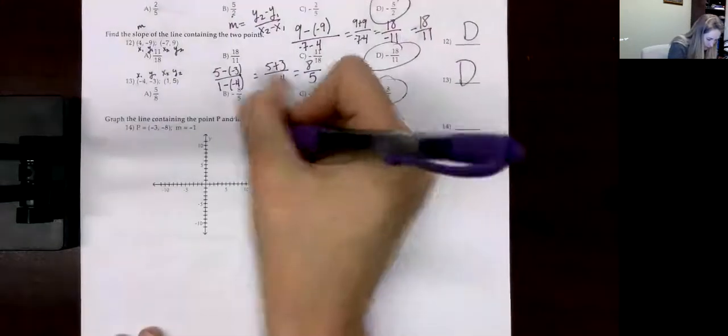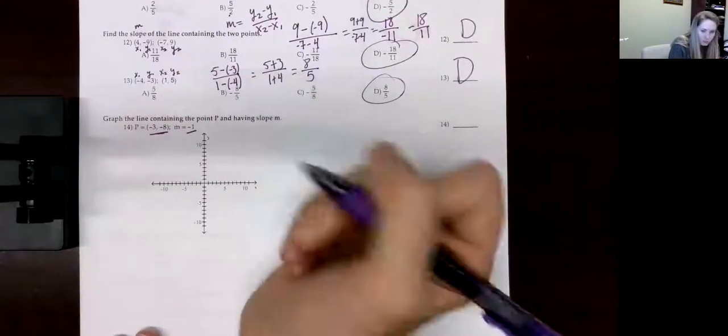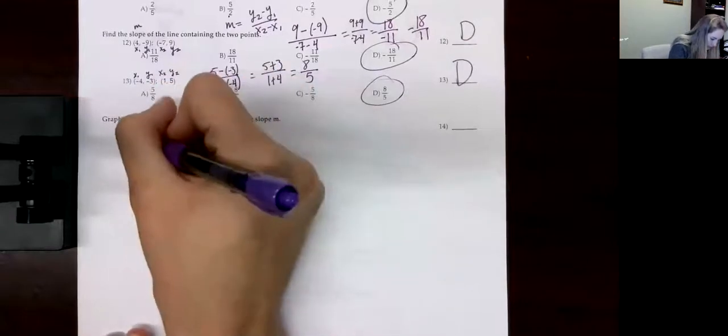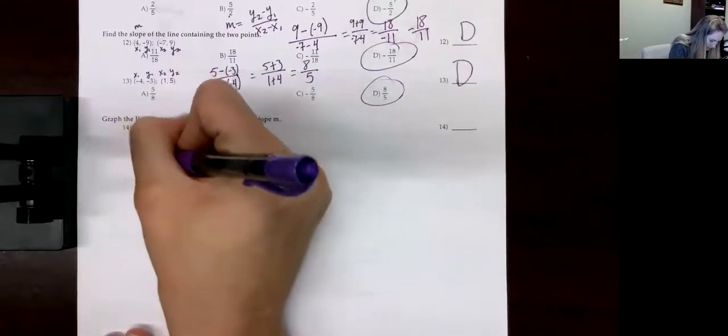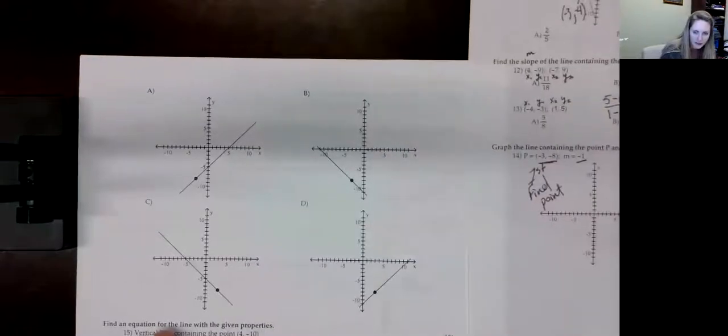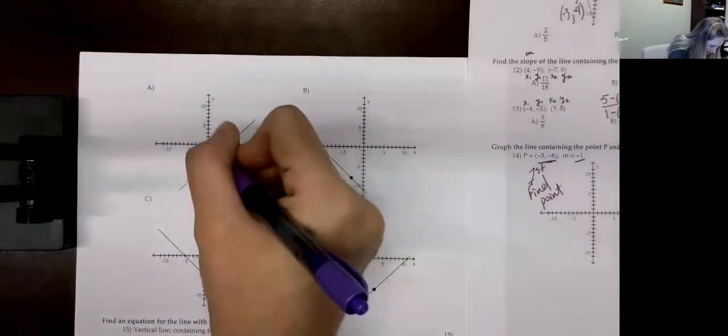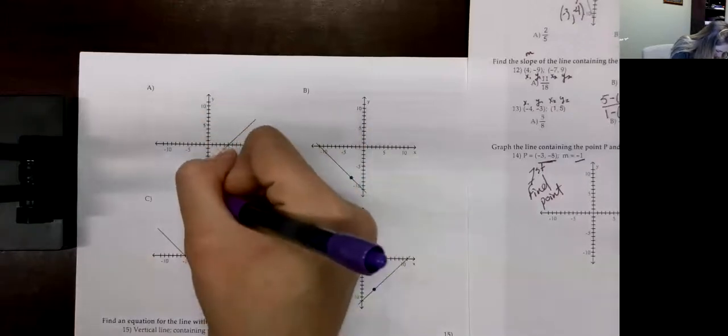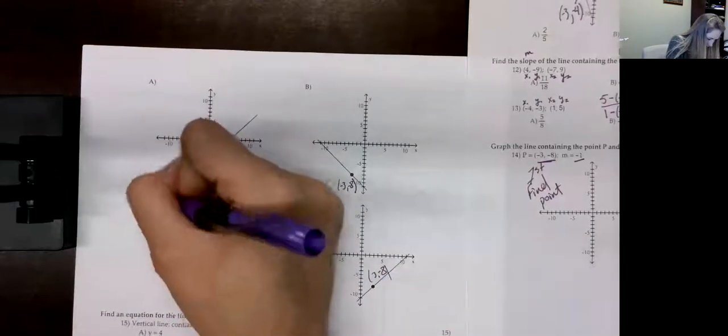So we're looking for the point -3, -8, and the slope -1. So first, find that point. So is it on the back? Nope, this will work. Okay. So -3, -8. -3, -8. Good with that one. This one would also be -3, -8. But these have +3, -8. So C and D are out.